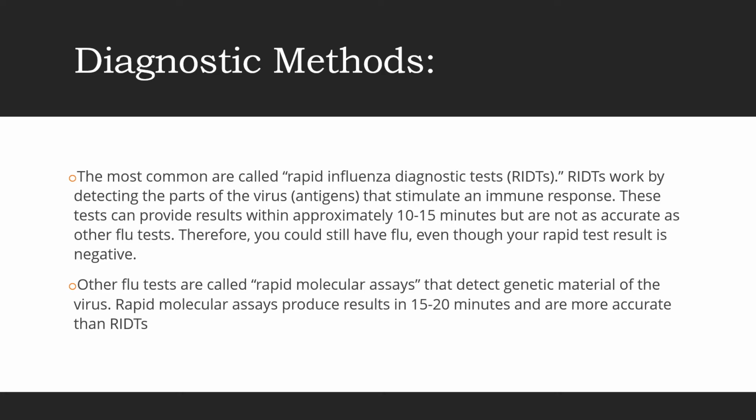Diagnostic methods for the flu, the most common are called the RIDTs, or Rapid Influenza Diagnostic Tests. Those work by detecting the parts of the virus, or the antigens, that stimulate an immune response. These tests can provide results usually within 10 to 15 minutes, but they're not as accurate as other flu tests. So you can actually still have the flu even though your rapid test result is negative.